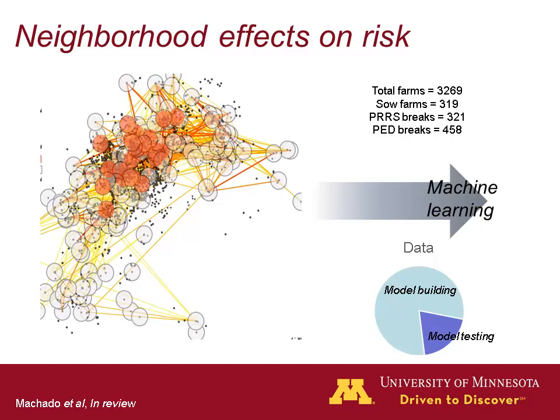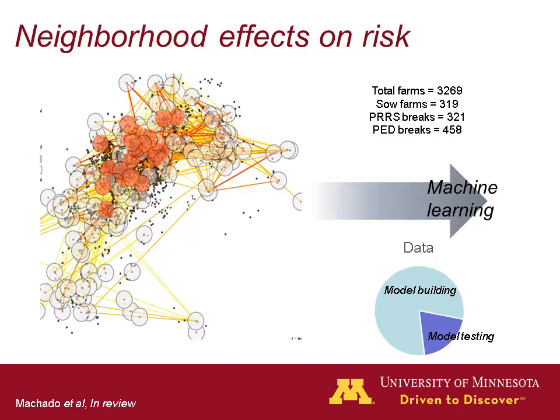And then the lines between the neighborhoods, or between those circles, represent the flows of pigs between these neighborhoods. So essentially, we have this sort of data. In total, there are over 3,000 farms in this area. About 320 of those are sow farms. And during the time period we have, which is 4 years, we have 321 PRRS breaks that have occurred in these sow farms and 458 PED breaks. So that's what we're actually trying to predict.